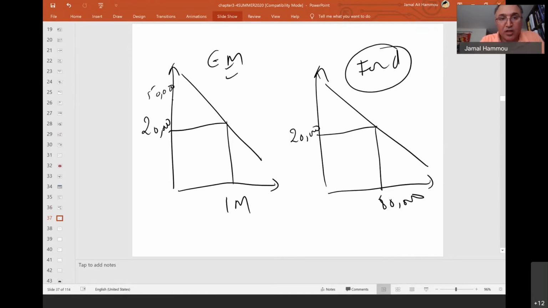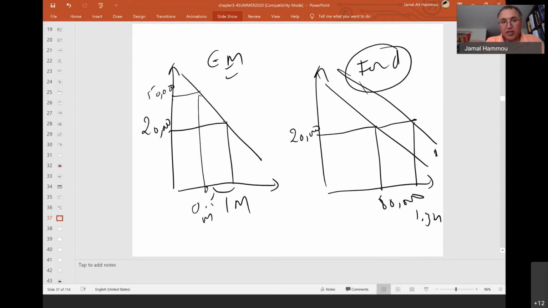What happens? The law of demand says when the price goes up, the quantity demanded goes down. Let's say now GM is selling only 500,000 cars. What happened to the difference? Assuming we only have GM and Ford, the other 500,000, what will they do? They just go buy Ford for 20,000. So now we have 1.3 million people buying Ford. So the price of GM goes up, the demand for Ford goes up.